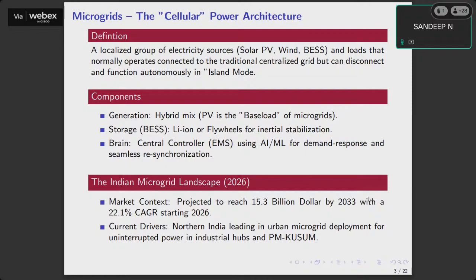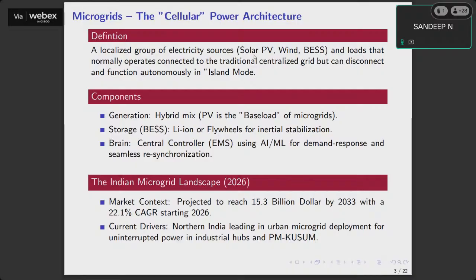So, microgrids. As the name itself says, it is a cellular power architecture. So what is the basic definition? Basically, a microgrid refers to electricity sources like solar photovoltaics (PV) or battery energy storage systems, and it is a localized group.